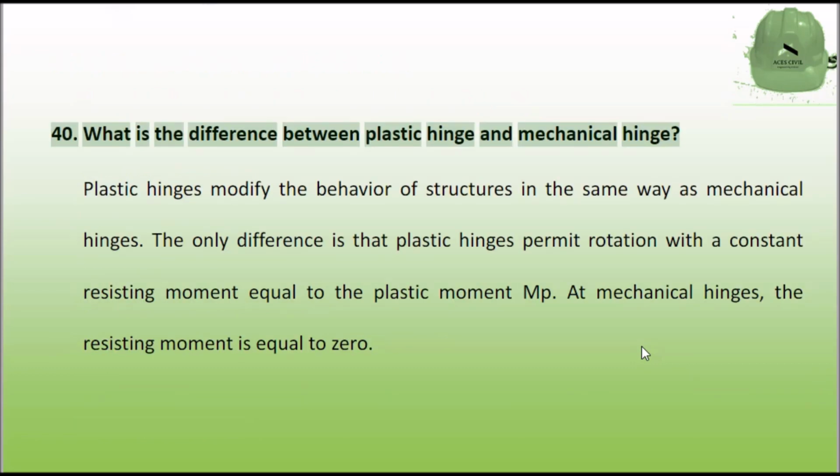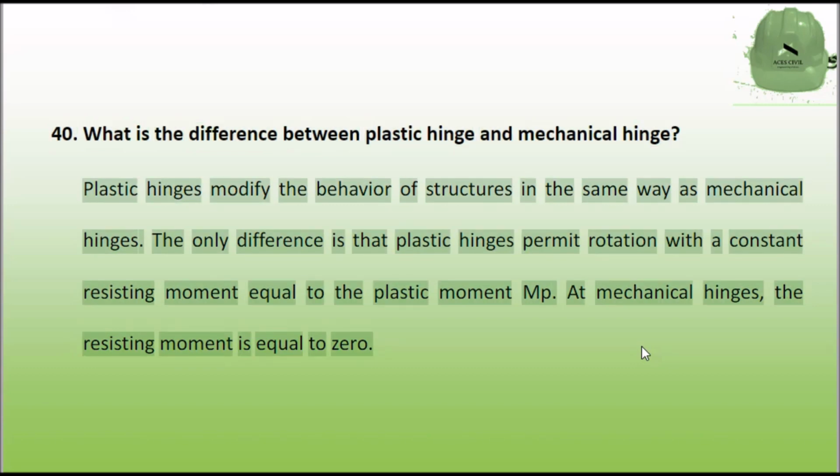What is the difference between plastic hinge and mechanical hinge? Plastic hinges modify the behavior of structures in the same way as mechanical hinges. The only difference is that plastic hinges permit rotation with a constant resisting moment equal to the plastic moment MP. At mechanical hinges, the resisting moment is equal to 0.